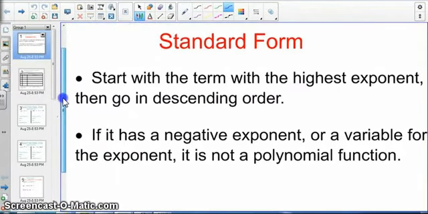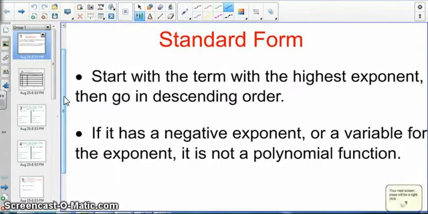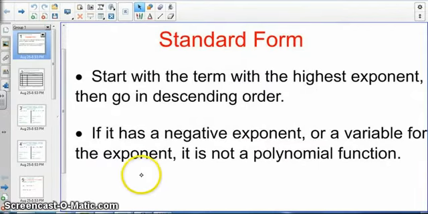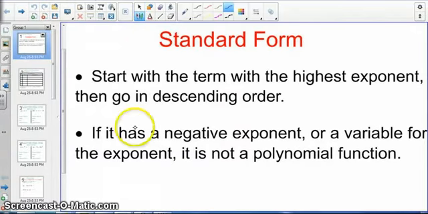Now, if your polynomial has a negative exponent or a variable for an exponent, then it is not a polynomial function. Okay? So it is not a polynomial function. For instance, that would be like x to the negative first, or like 3 to the x. Okay, our exponents are negative or they're variables, so those are not polynomial functions.